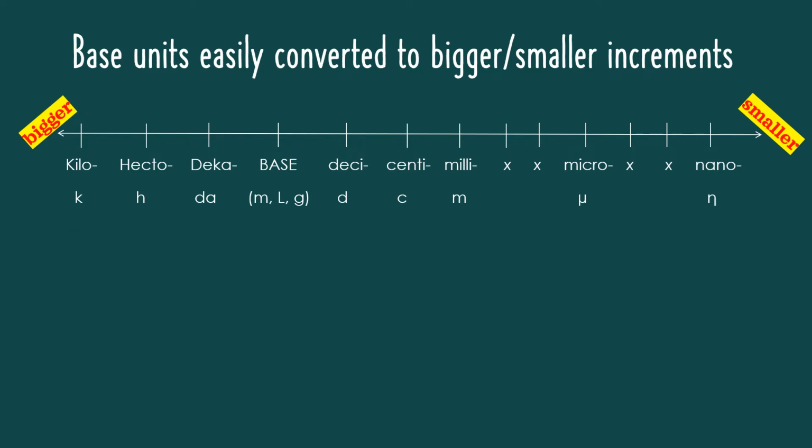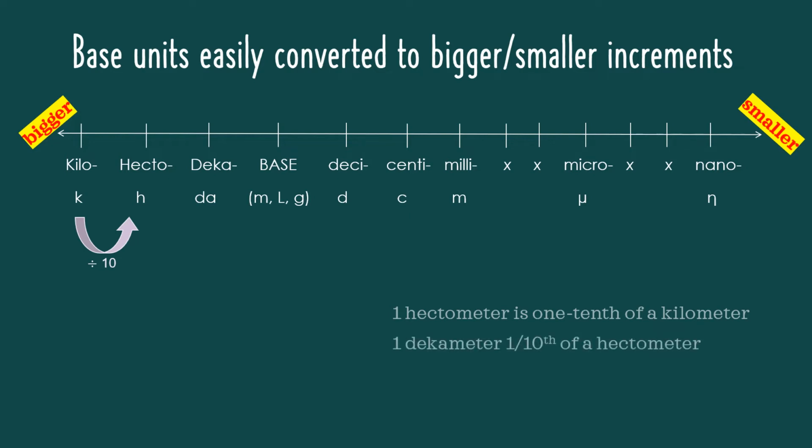Traveling along this number line in the opposite direction, as units are describing smaller and smaller increments, we apply the opposite math and divide instead of multiplying. So if there are 10 hectometers in 1 kilometer, that means that 1 hectometer is 1/10 of a kilometer. And a decameter is 1/10 of a hectometer. And 1 meter is 1/10 of a decameter, and so on down the line.